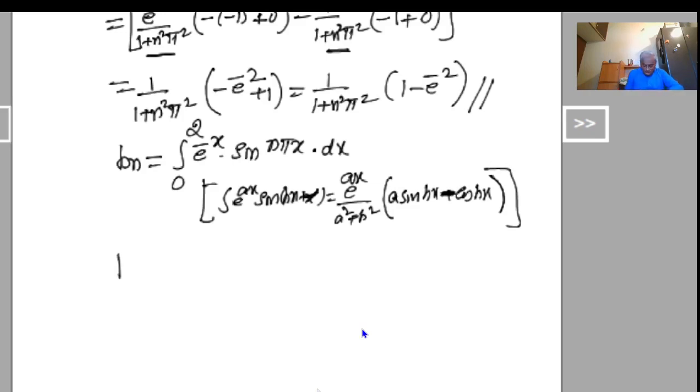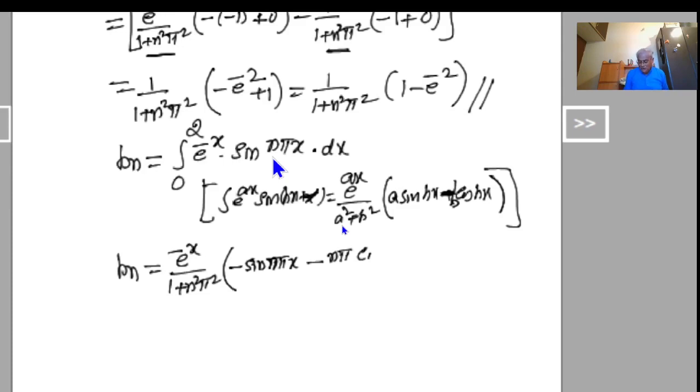Therefore bn is equal to, using this formula, where we have a equal to minus 1 and b equal to nπ: e power of minus x divided by a squared plus b squared, that is minus 1 squared is 1 plus n squared π squared, into, in the bracket, a sine bx, a is minus 1, sine of nπx, minus b cos of bx, b is nπ, cos of nπx. This is between 0 and 2.